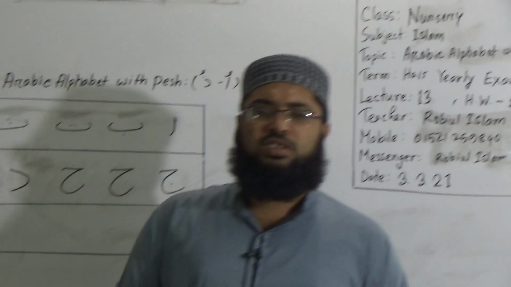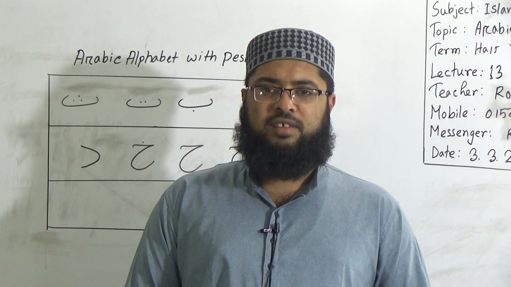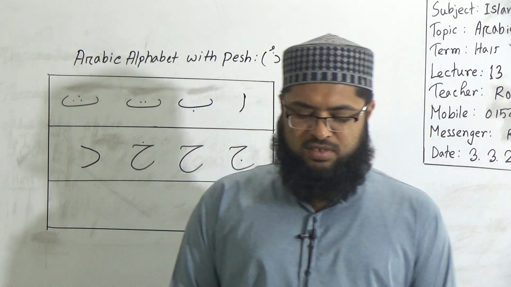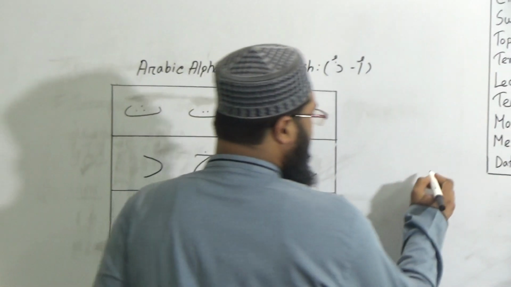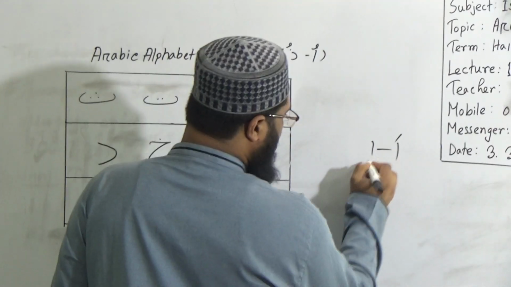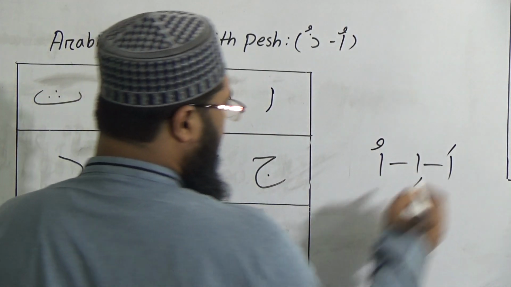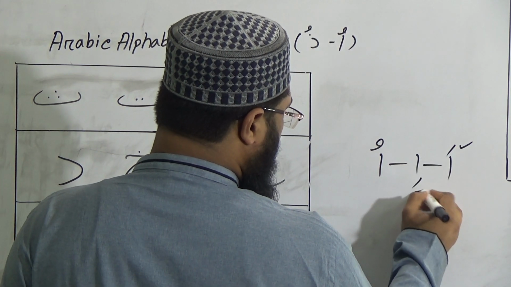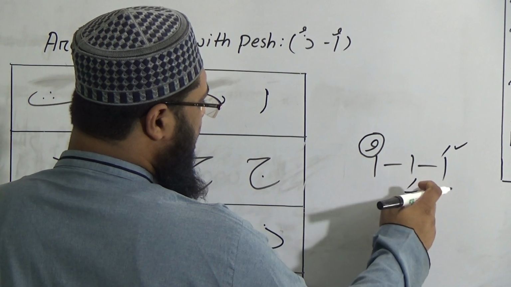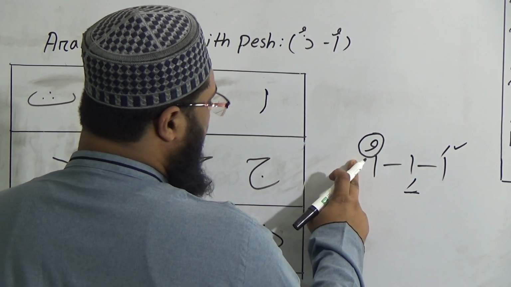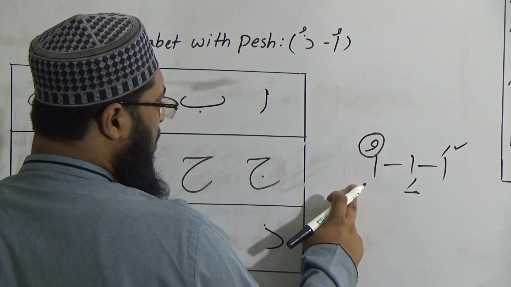Inshallah, my dear students, today we will learn Arabic alphabet with Pesh from Alif to Zal. So my dear students, let's start. Now look at the board. We know that single Jabr, single Jer and single Pesh are called Harkat. This is single Jabr, this is single Jer, and this is single Pesh. The pronunciation of Harkat is to be done quickly or fast.